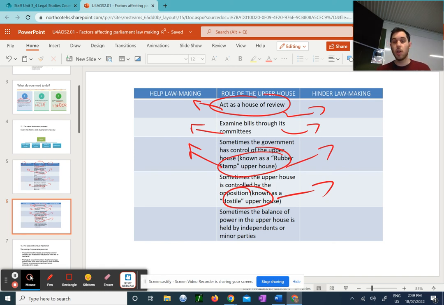All right, so for all of the roles of our upper and lower house, we can think about the ways in which they help or hinder Parliament when they're trying to make law. And that's at the core of this topic. You've already pretty much learned about the roles of the houses. Now we're thinking about strengths and weaknesses.